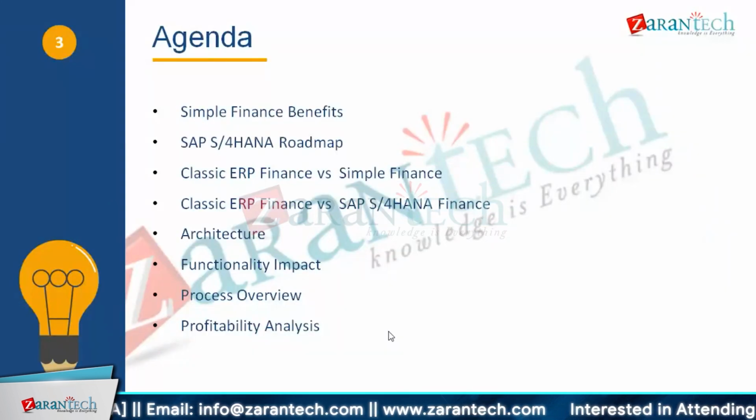Agenda of today's session. First, simple finance benefits. What are the benefits? Now we don't call it simple finance, like the 1509 version, 1610 version. Those we used to call simple finance. Now we call it S/4HANA Finance. Then the SAP S/4HANA roadmap: what they came up with initially, then the enhancements and the new versions they release, and when. In this roadmap you will see classic ERP finance and S/4HANA finance. What is the difference? Those we will see.